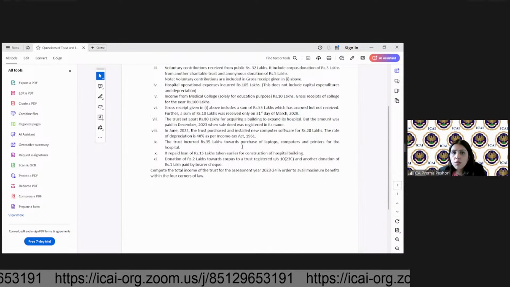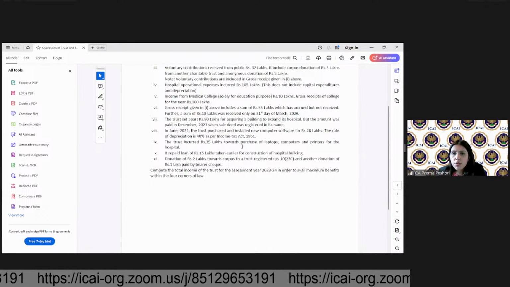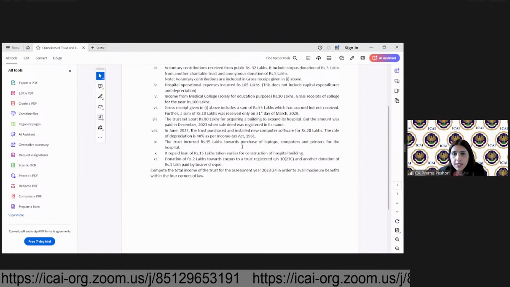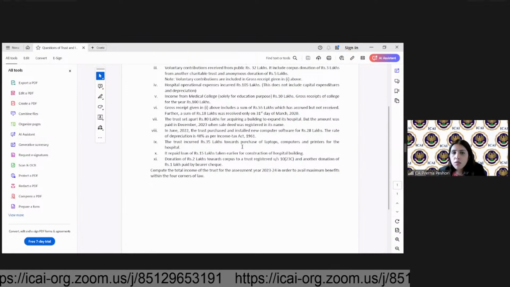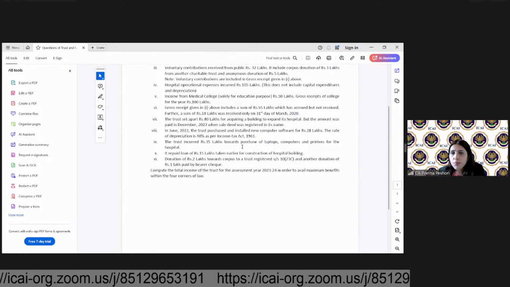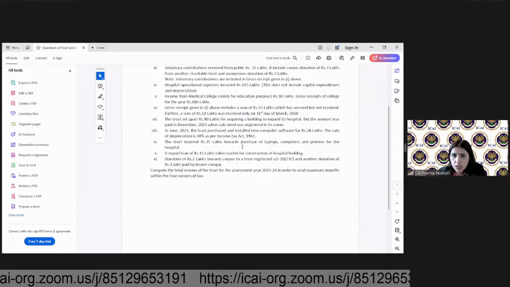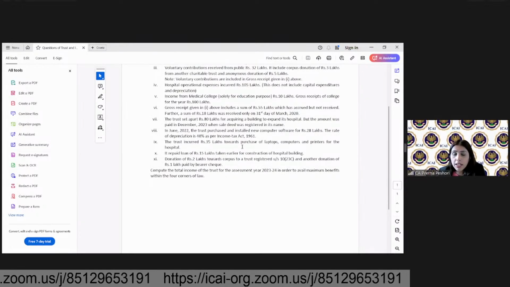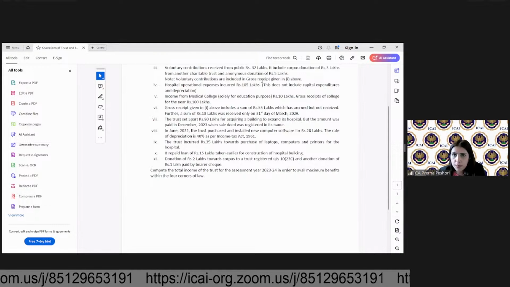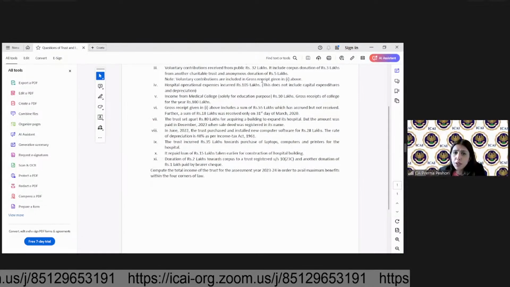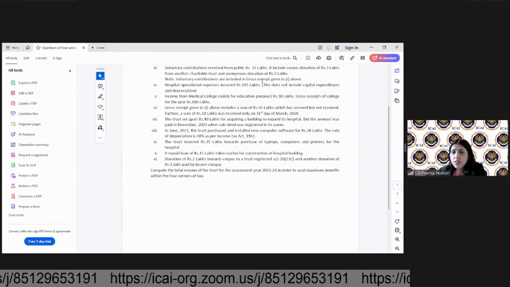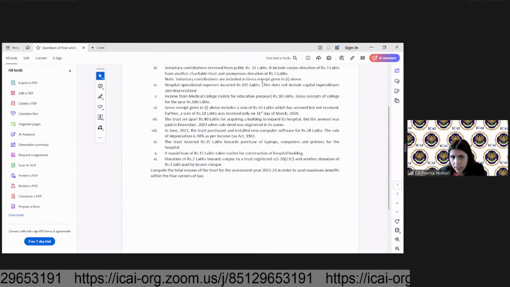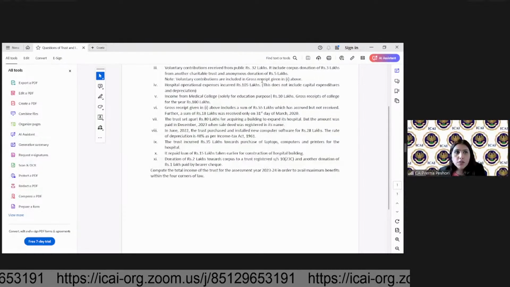In June 22, the trust purchased and installed a new computer software worth 28 lakhs. The rate of depreciation is 40% as per the Income Tax Act. The trust incurred rupees 35 lakhs towards purchase of laptops, computers, and printers for the hospital. It repaid the loan of 15 lakh taken earlier for the construction of the hospital building. Donation of 2 lakhs towards the corpus to a trust registered under 10(23C), and another donation of rupees 1 lakh was paid. So let's start solving the question.